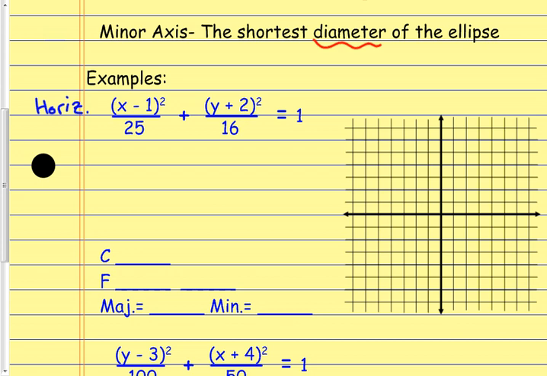The center up here again is (h, k), and just like in all of our other standard forms or vertex form, it's always the opposite of these things. So when I do the center of this one, it's going to be (1, -2).